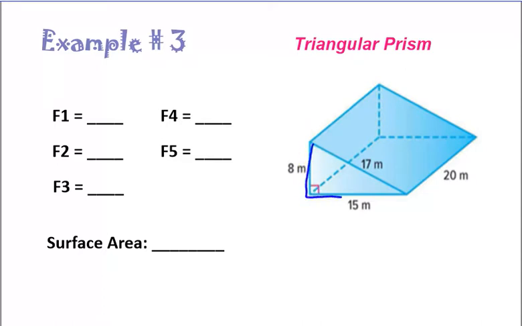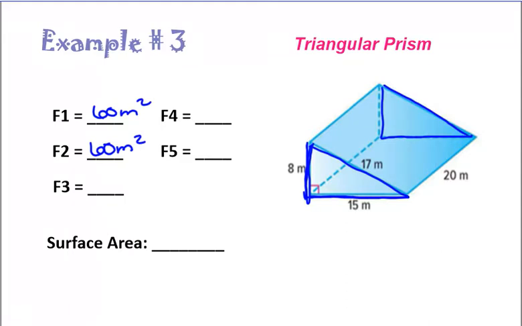So here I have a triangle. The base of my triangle is 15, and the height of my triangle is 8. So I'm going to do 15 times 8 times 0.5, and that's going to give me 60. And so I'm going to have 60 meters squared and 60 meters squared, because this triangle is an exact match of that triangle right there.